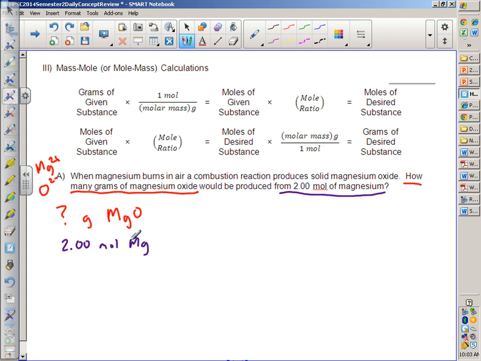Sorry, hold on a second. I didn't want to write that. Cool. It's not random. There's actually a reason why I write things in the color I write things.